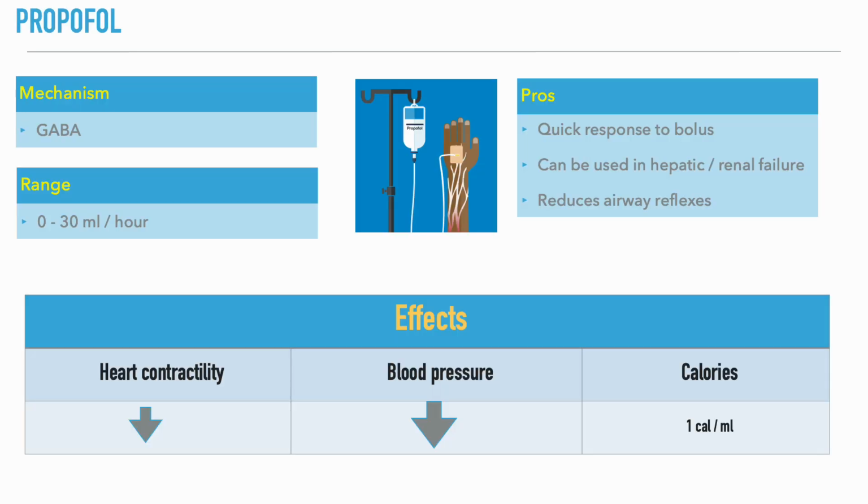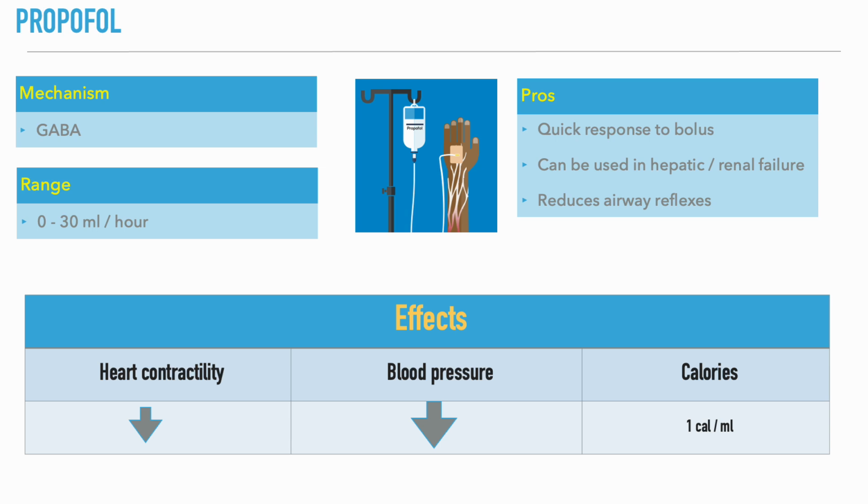So propofol works on the GABAergic system in order to produce sedation. It's normally given at a rate of up to 30 mL per hour, and you can adjust depending on your patient response. Propofol is really useful to us because if you're on a continual sedation and then you need a quick top up, you can give a bolus and you'll have a relatively quick response to that, say if a patient becomes suddenly agitated. You can also use it in hepatic and renal failure, so it's a nice predictable drug.